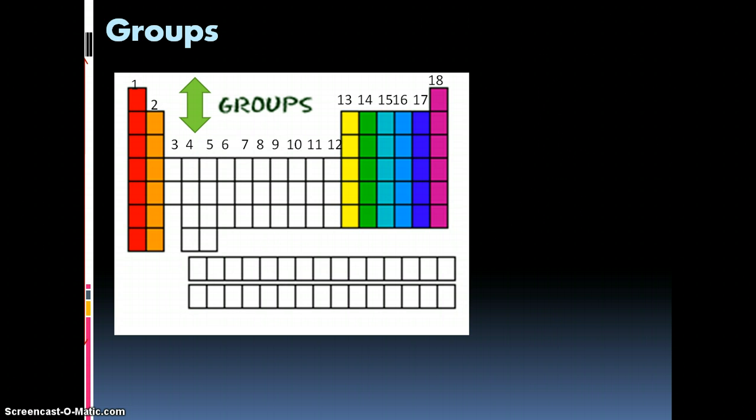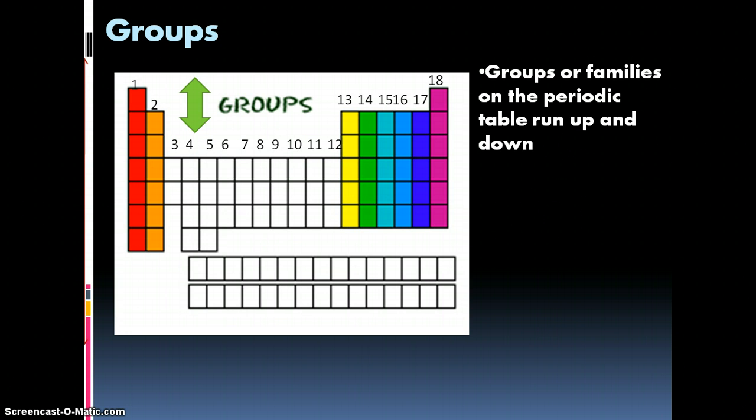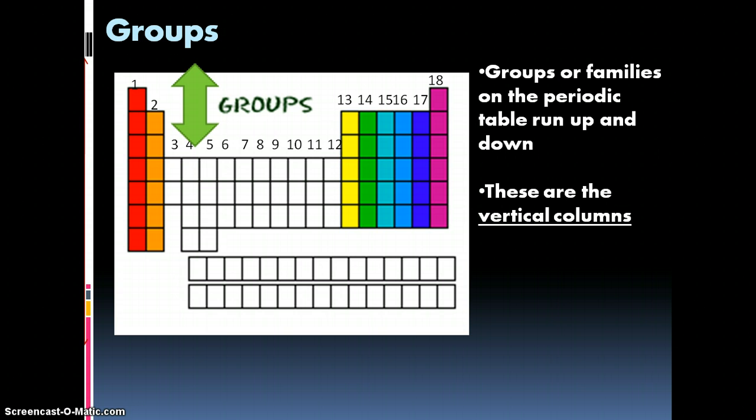Next we have groups. Groups or families on the periodic table run up and down. These are the vertical columns, and they're groups 1 to 18 across the top of the periodic table. Now, 13, 14, 15, 16, 17, 18 are also known as 3A, 4A, 5A, 6A, 7A, and 8A, respectively.